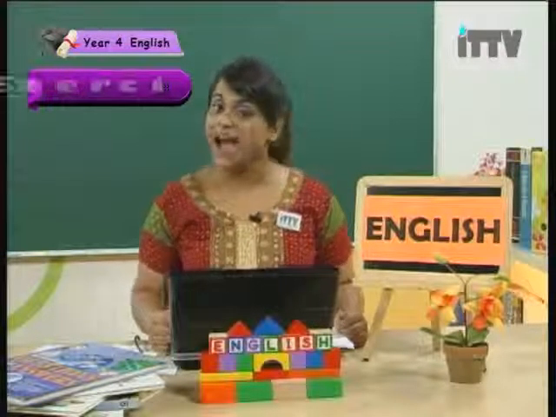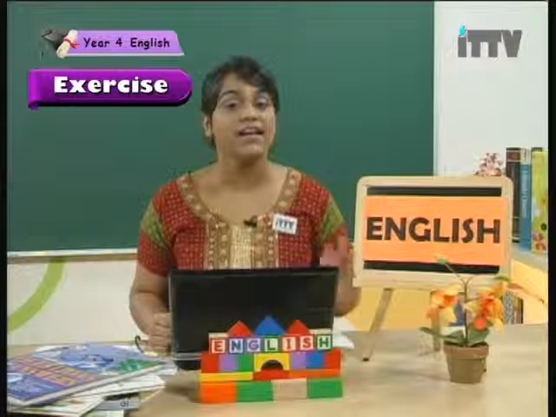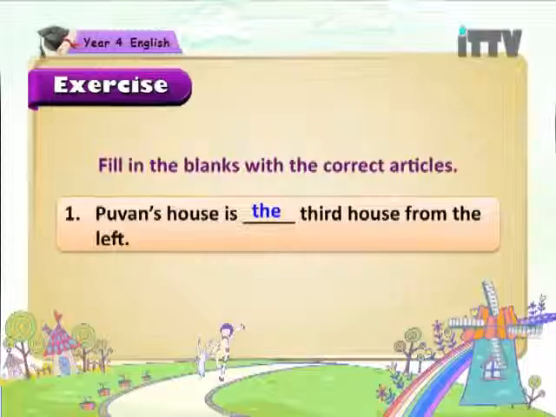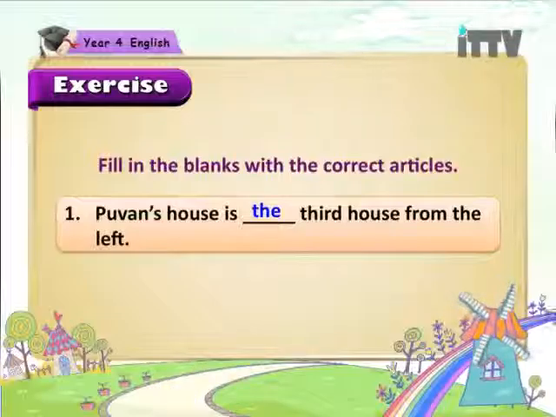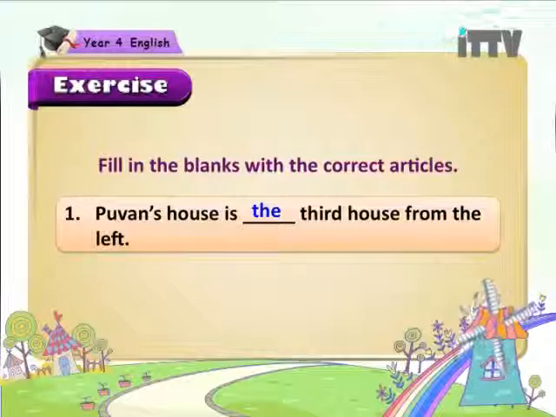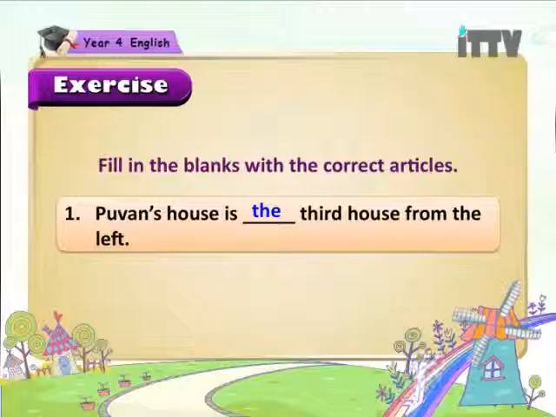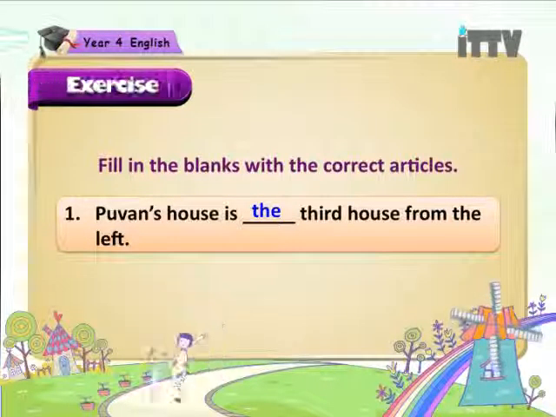Alright students, are you ready with your answers? Let's check the answers together. Poovan's house is the third house from the left. Now in this case, you are talking about a specific house. So that is why you use the.